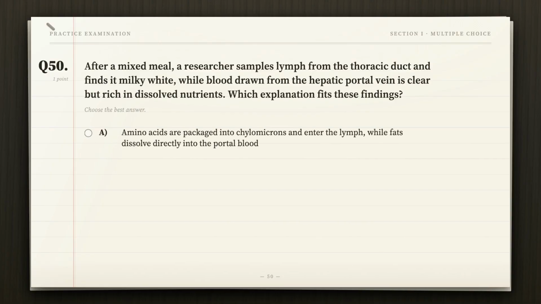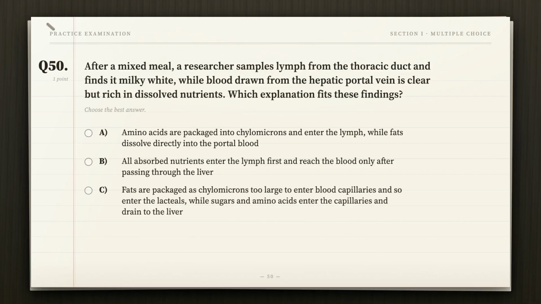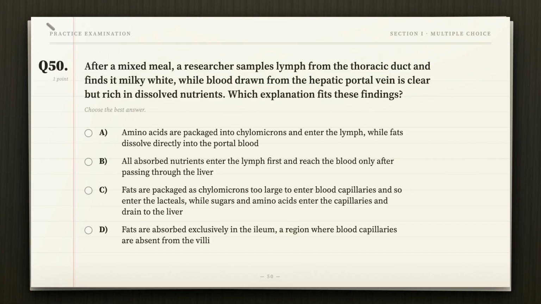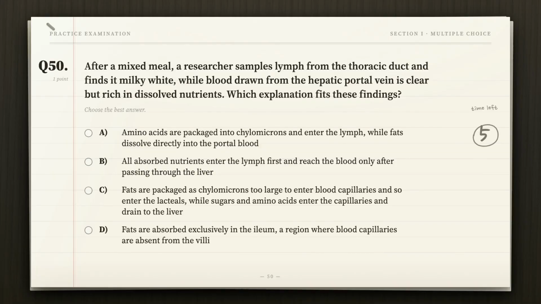Your options are: A. Amino acids are packaged into chylomicrons and enter the lymph, while fats dissolve directly into the portal blood. B. All absorbed nutrients enter the lymph first and reach the blood only after passing through the liver. C. Fats are packaged as chylomicrons too large to enter blood capillaries and so enter the lacteals, while sugars and amino acids enter the capillaries and drain to the liver. D. Fats are absorbed exclusively in the ileum, a region where blood capillaries are absent from the villi. Take a second. Which answer would you pick?